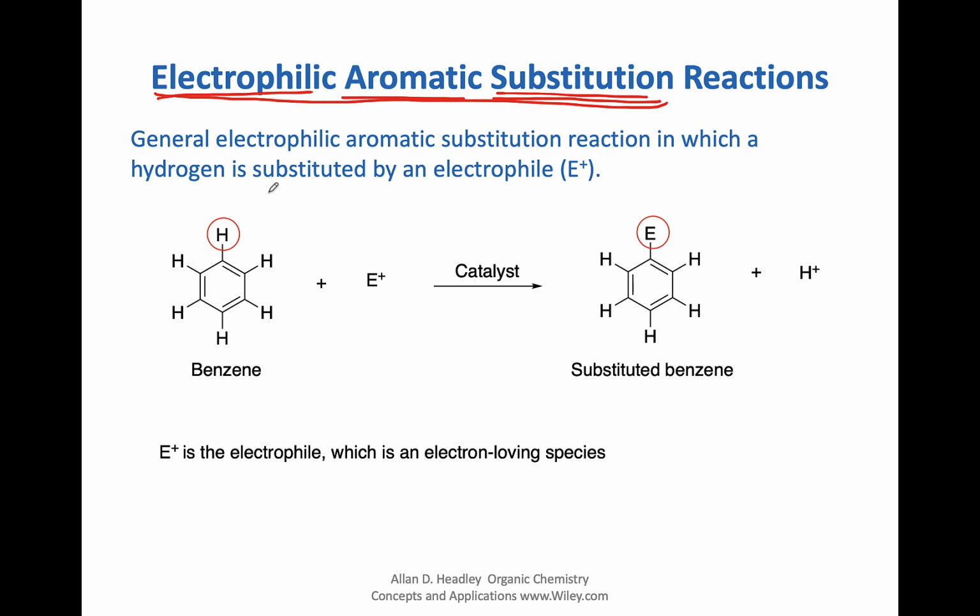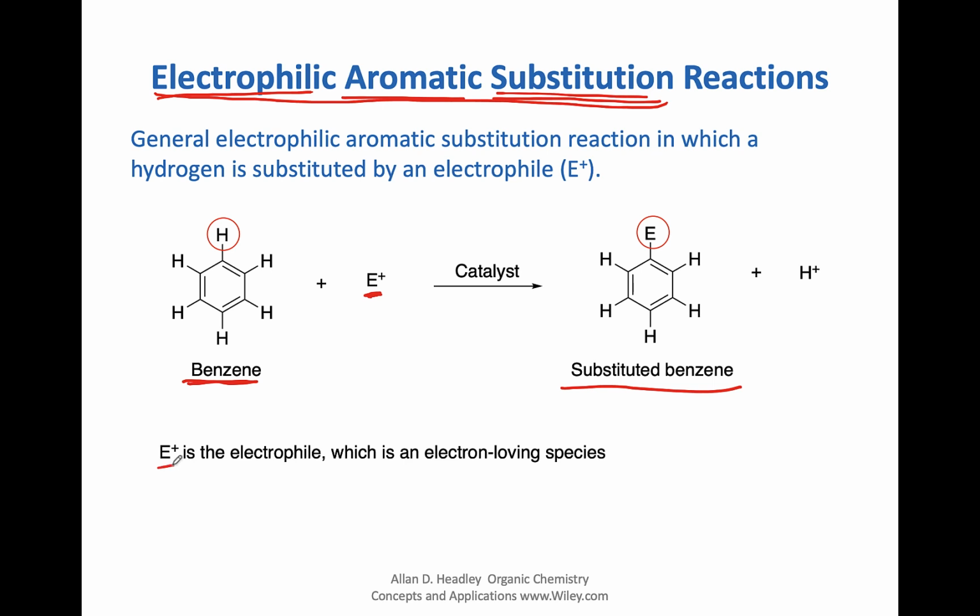So again, it's called a substitution reaction where a hydrogen on benzene, as I mentioned, benzene will be used a lot here because it is readily available. So if we substitute one hydrogen for an electrophile on the aromatic system of benzene, we have an electrophilic aromatic substitution to produce here a substituted benzene.